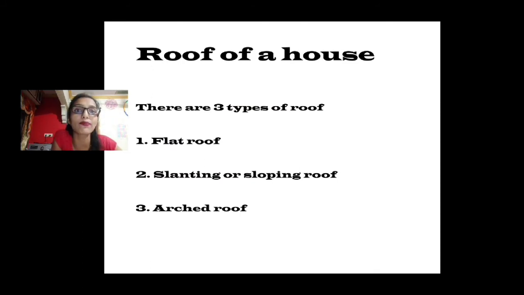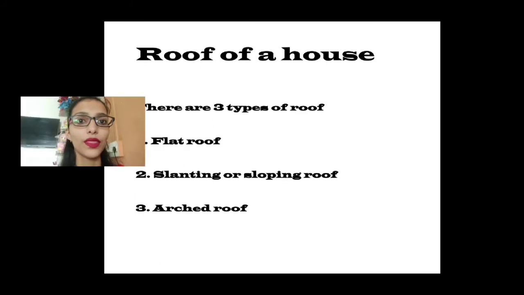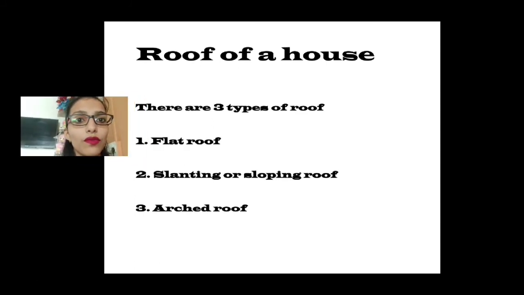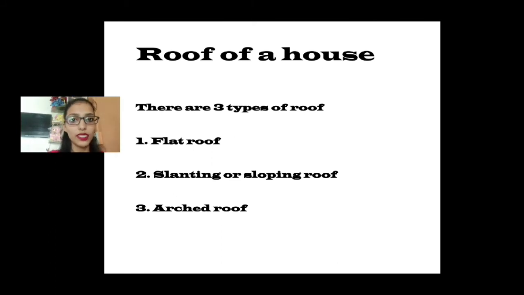Now how many types of roofs are there? The roof is a very important part of our house. It protects us from animals and from weather, like cold, snow, and rainfall. So that's why we need a roof. Now there are three types of roofs. The first one is flat roof, second is slanting or sloping roof, and third one is arched roof.